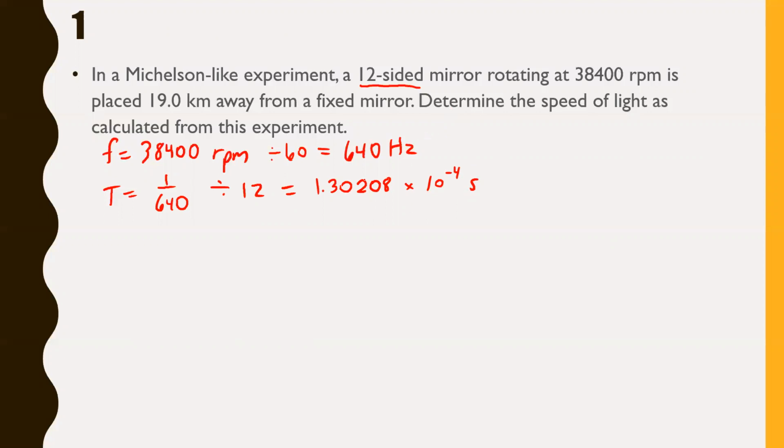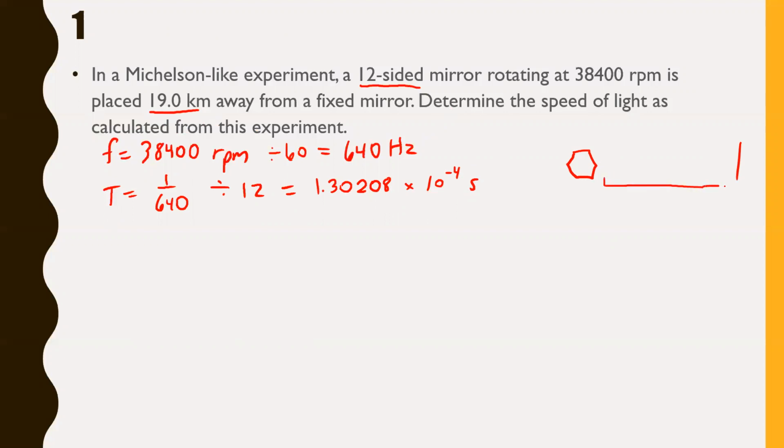Now the other thing, because we now have the time, the other thing we need to find velocity is, of course, the distance. Well, we know the fixed mirror is 19.0 kilometers away, but keep in mind in this experiment, you have your multi-sided mirror. Obviously, that's not 12 sides, but you get the idea. You have your multi-sided mirror, and then some distance away, you have your fixed mirror, right?